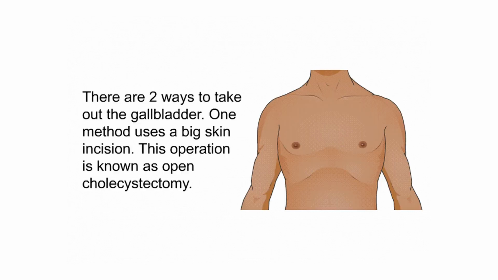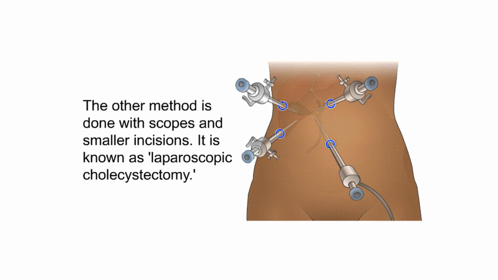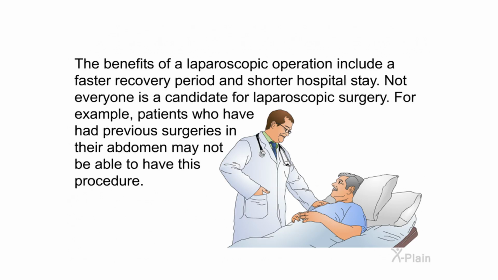Procedure. There are two ways to take out the gallbladder. One method uses a big skin incision. This operation is known as open cholecystectomy. The other method is done with scopes and smaller incisions. It is known as laparoscopic cholecystectomy. The benefits of a laparoscopic operation include a faster recovery period and shorter hospital stay.